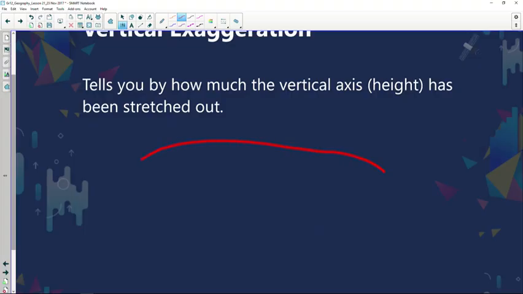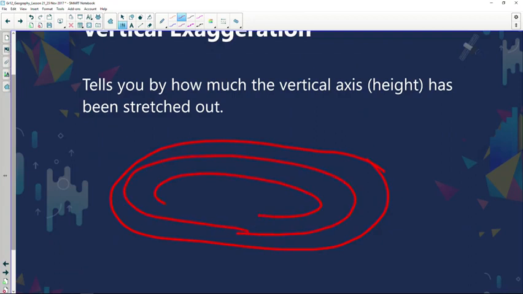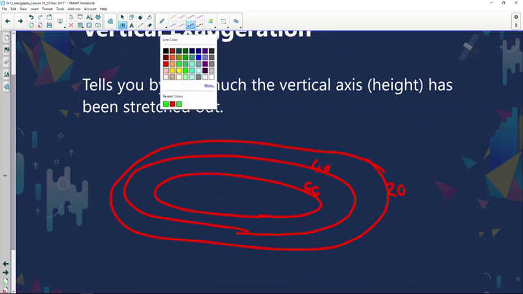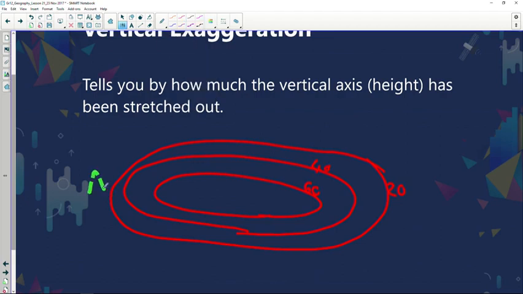Let's say, for instance, this is my contour lines. And this contour line is 20 meters high. This one is 40. This one is 60 meters high. And I ask you to construct a cross-section from A to B.